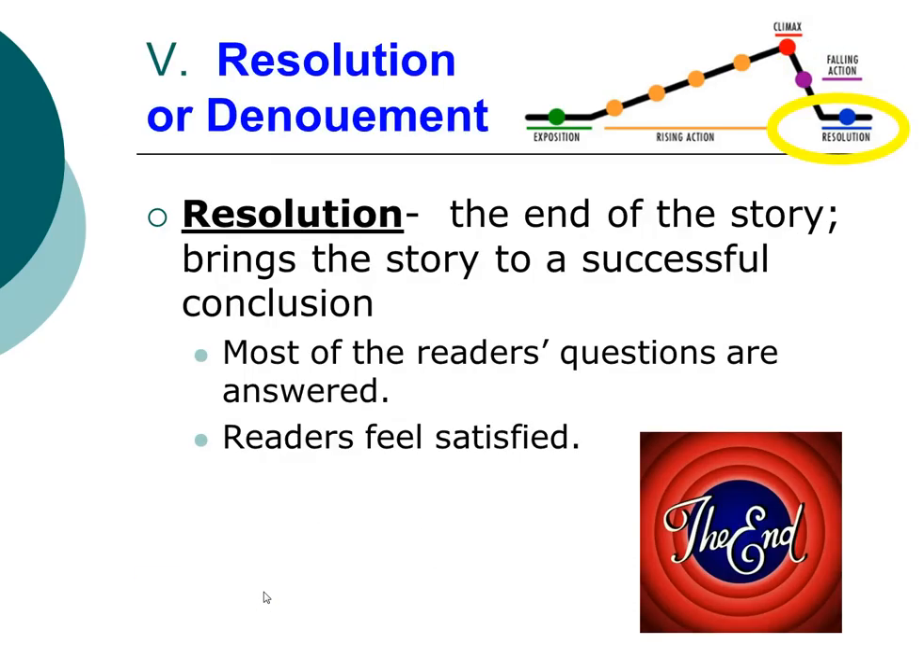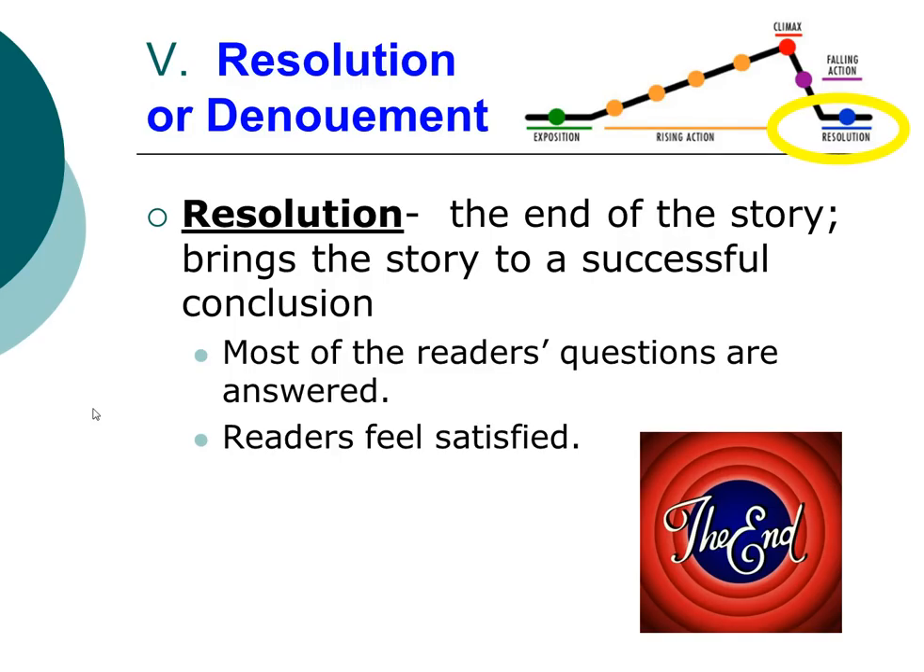The final part of Freytag's pyramid, or the plot diagram, is called the resolution. Now, English is a wonderful language, and in your English classes, your teachers might refer to resolution in another way. They may also use the term denouement. It's French. And these two words are synonyms, so they're interchangeable, they mean exactly the same thing.